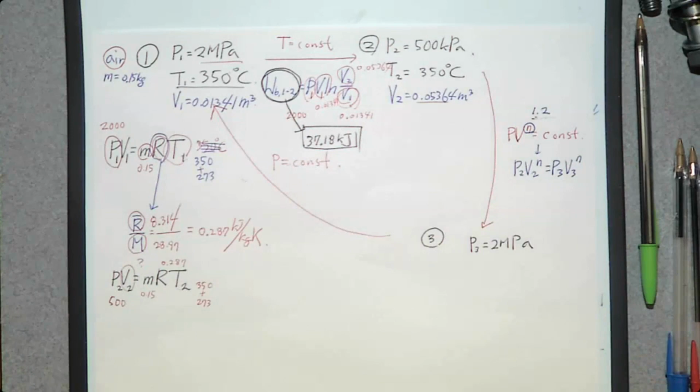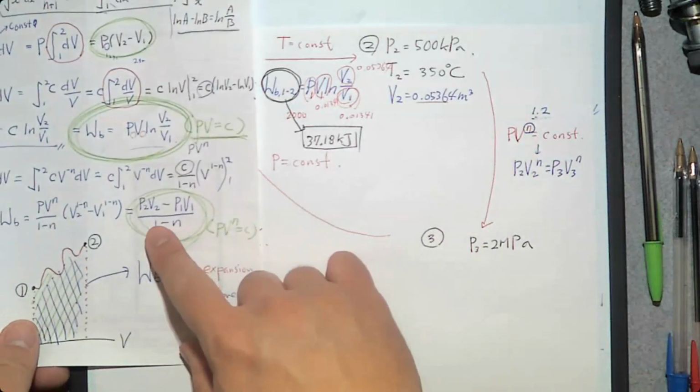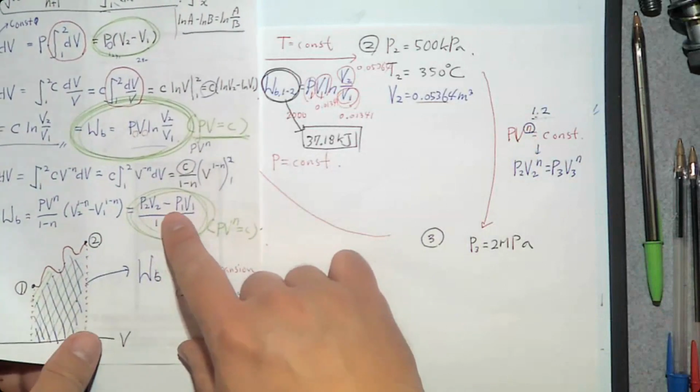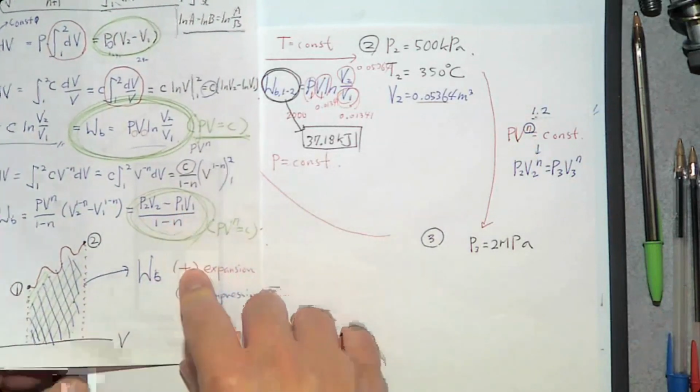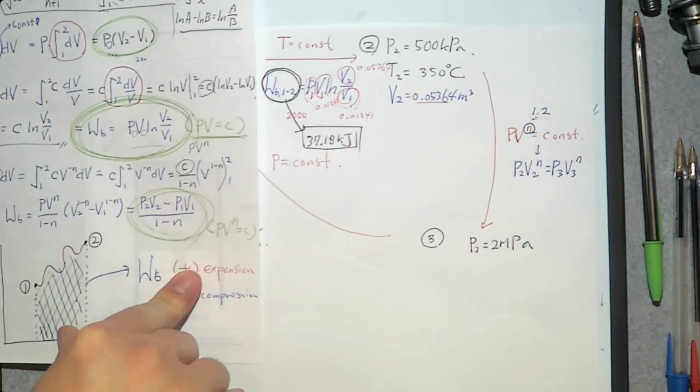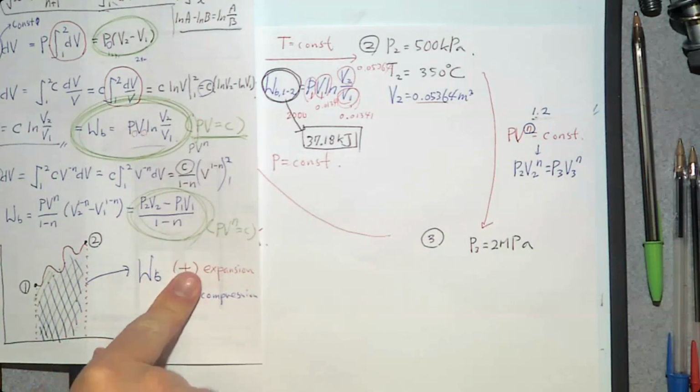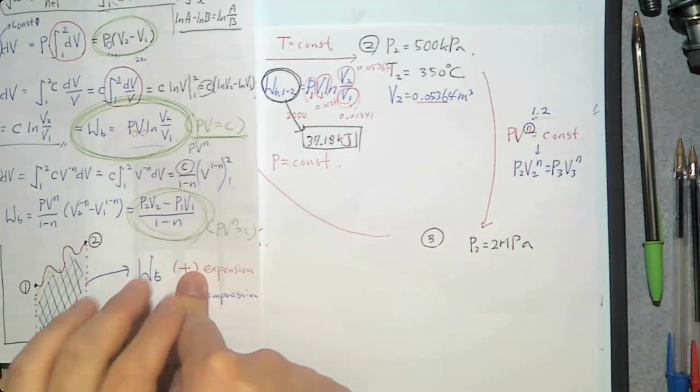What about the moving boundary work between 2 and 3? It's a polytropic process. Whenever you have a polytropic process, how do you determine this moving boundary work? Here, P2 V2 minus P1 V1 over 1 minus N. But that one is between 1 and 2. Here is between 2 and 3. So it's not P2 V2, it's P3 V3 minus P2 V2.